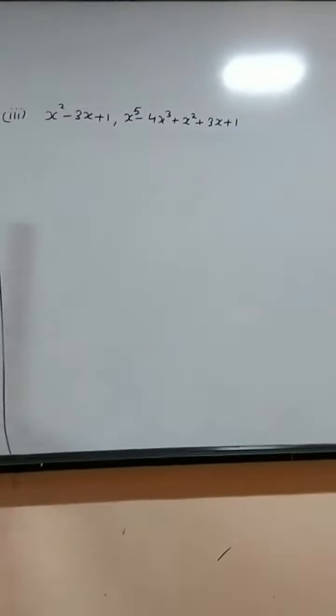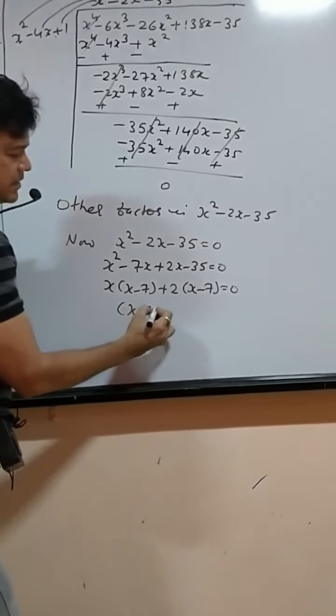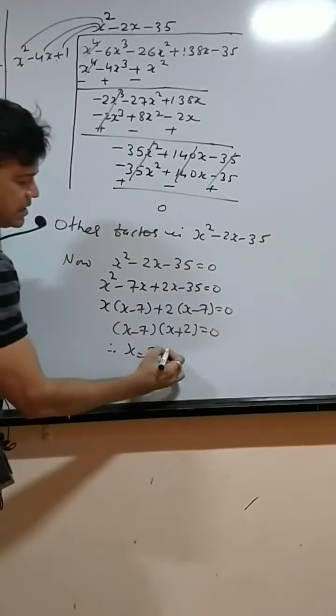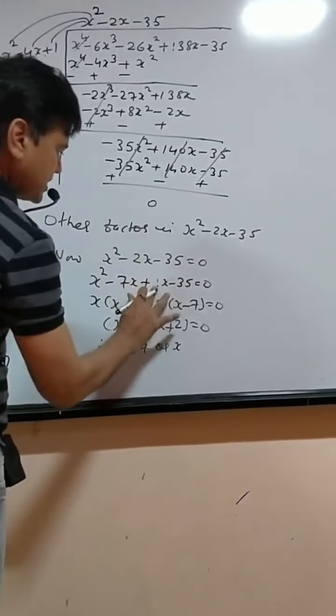Now x square minus 2x minus 35 is 0. Factorize. Multiplication 35, subtraction 2. Which are the parts? 7 5s are 35, 7 minus 5 is 2. Therefore x minus 7. Therefore x is equal to 7, or x is equal to minus 5.